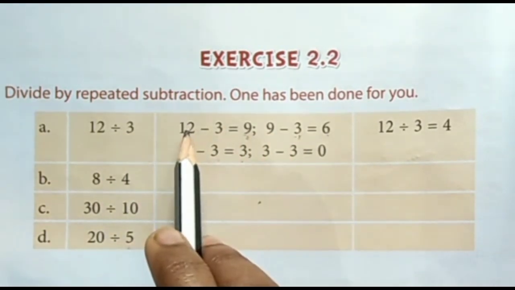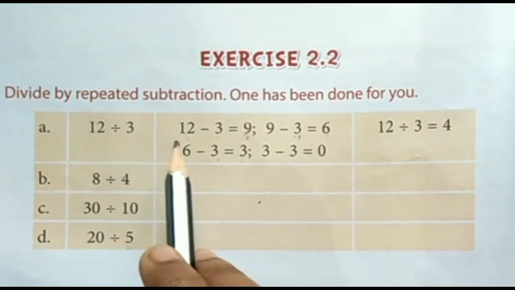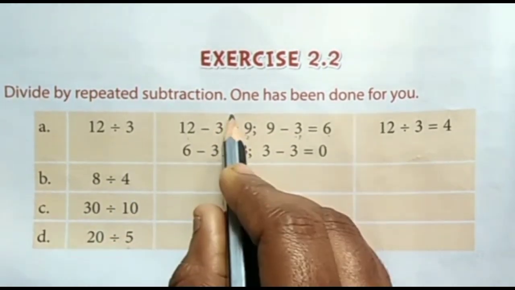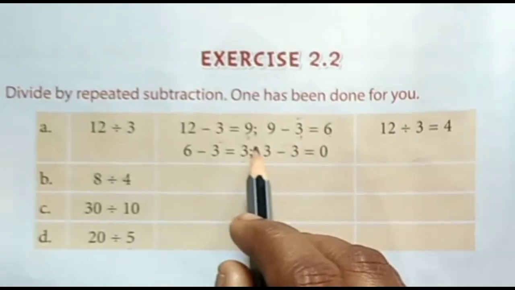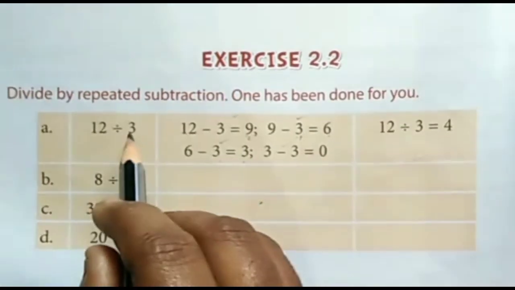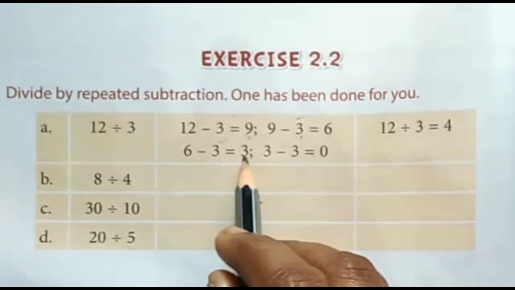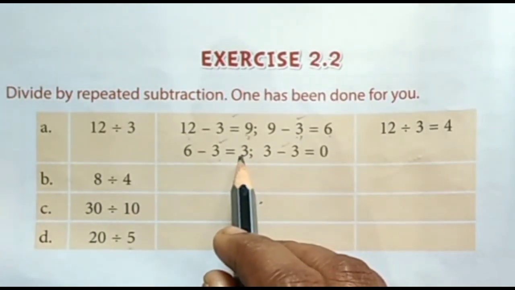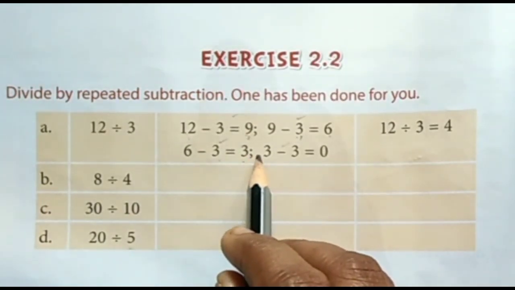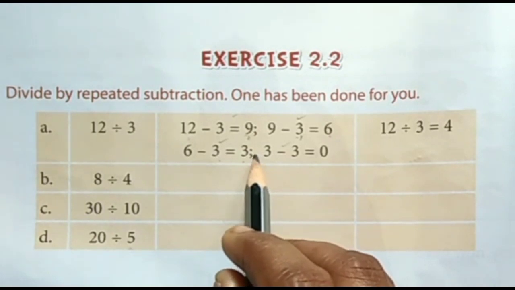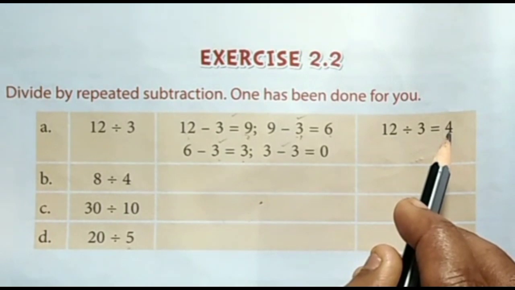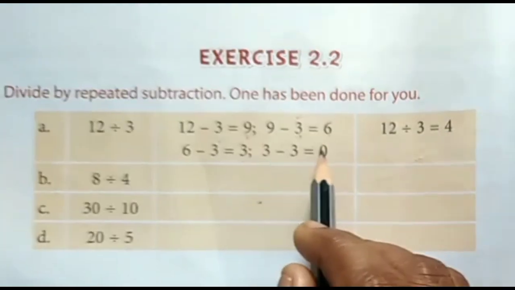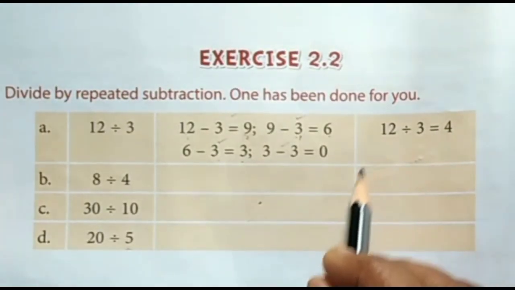And how many times did we subtract 3 from the number 12? Yes, 1, 2, 3, 4. We have subtracted the number 3 from 12 four times. So the number of times we subtracted is the answer. So 12 divided by 3 equal to 4 because we have subtracted 4 times the number 3 from 12.